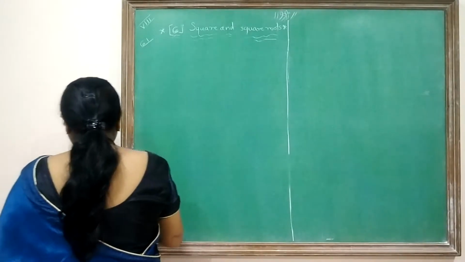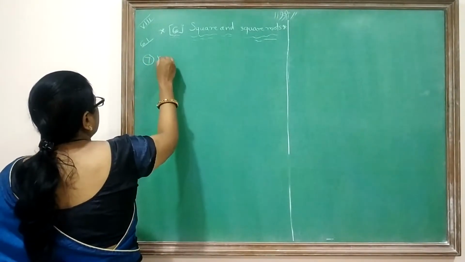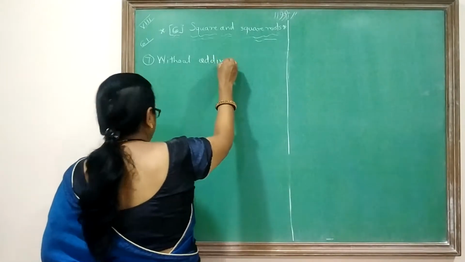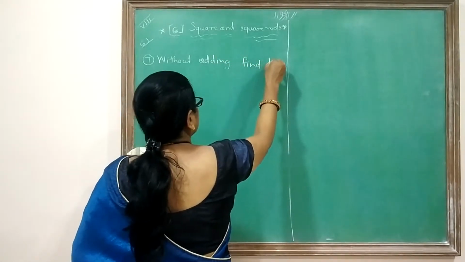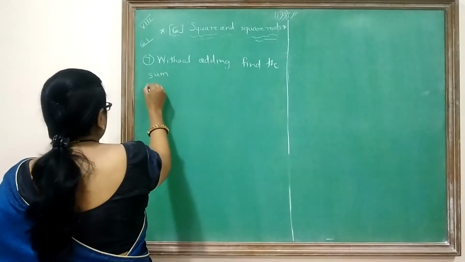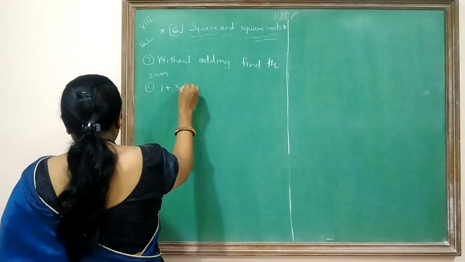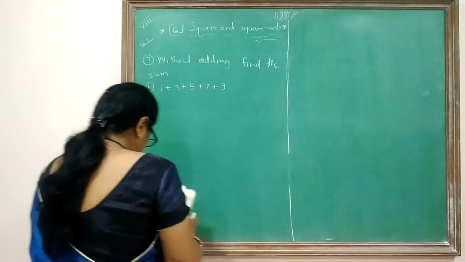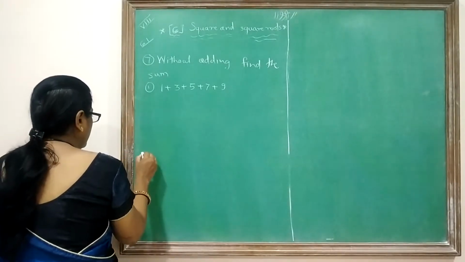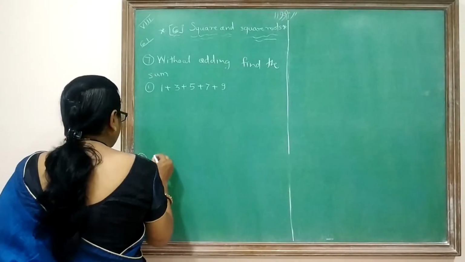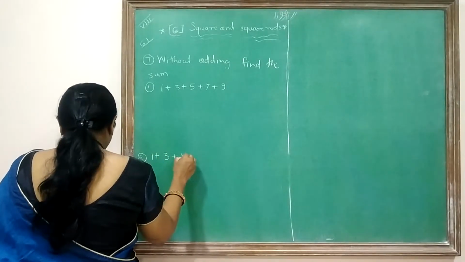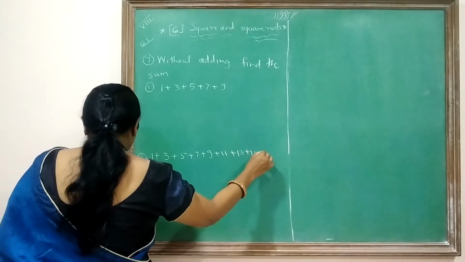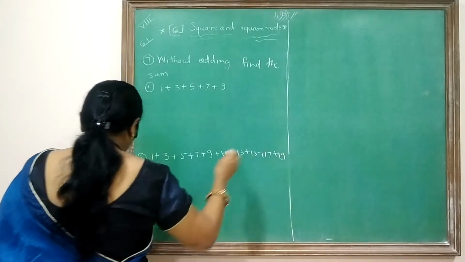Without adding, find the sum. Your first example is 1 plus 3 plus 5 plus 7 plus 9. Then next example, all examples are the same. You can do the 2nd example and 3rd example in your notebook. 1 plus 3 plus 5 plus 7 plus 9 plus 11 plus 13 plus 15 plus 17 plus 19.